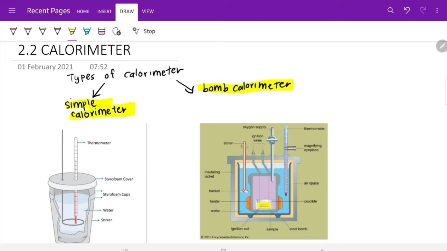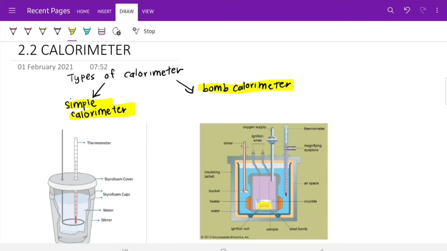So what is a calorimeter? A calorimeter is a special type of device which we use to measure the amount of heat released or absorbed through a chemical or physical reaction. These two different types of calorimeter are used widely in experiments. The simple calorimeter will be introduced to you in experiment 2 for your thermochemistry.